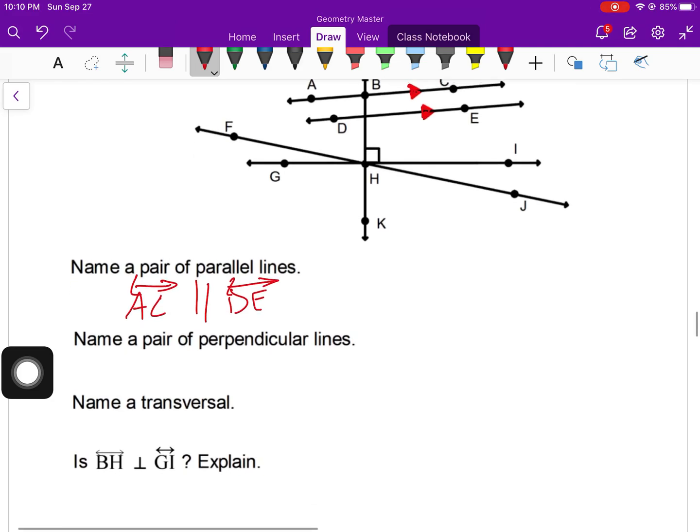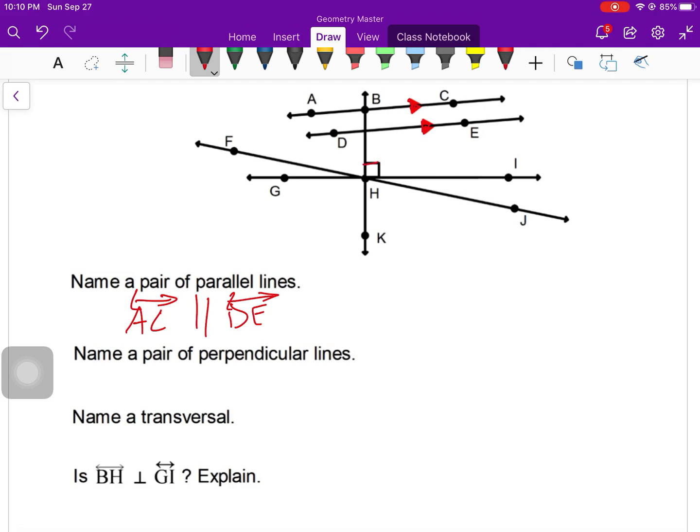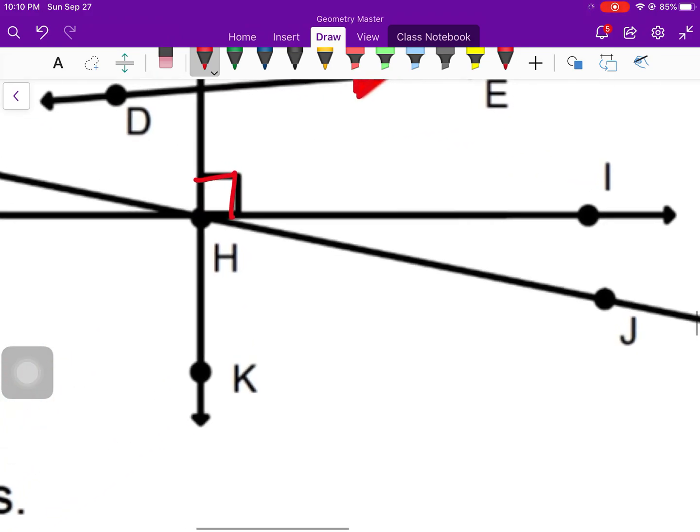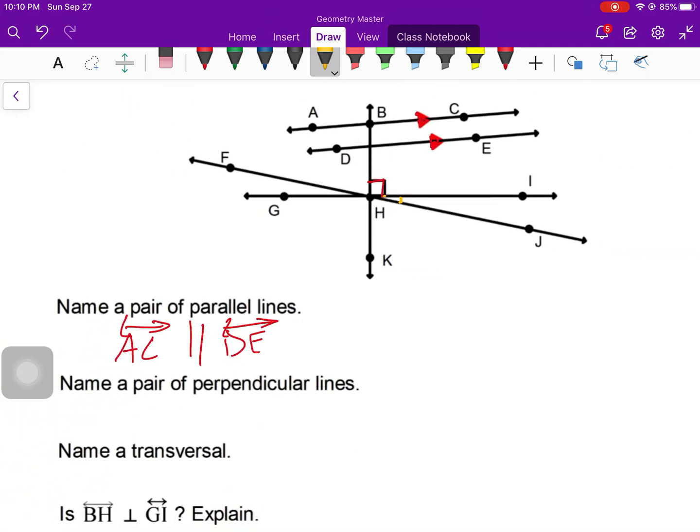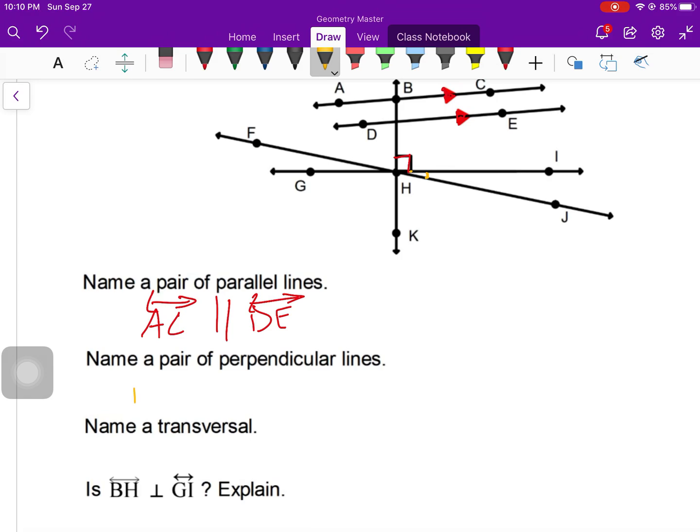Name a pair of perpendicular lines. Okay, I know that there's a right angle here. I've got to be very careful. If you zoom in, you can tell there's just a little space between those, and that right angle stops on line HI. So I need to say that line BH is perpendicular to line HI. Again, I could name those differently based off of the letters, but those are the lines that are necessary.